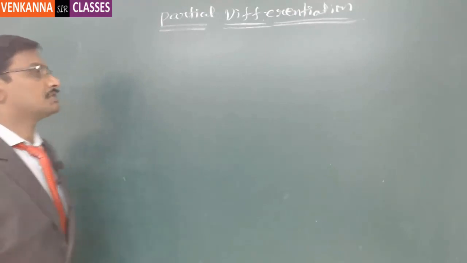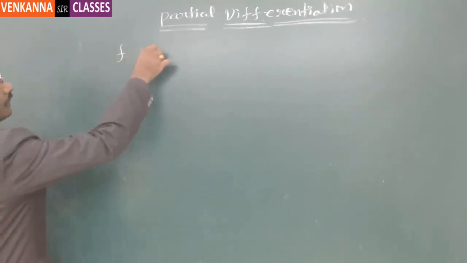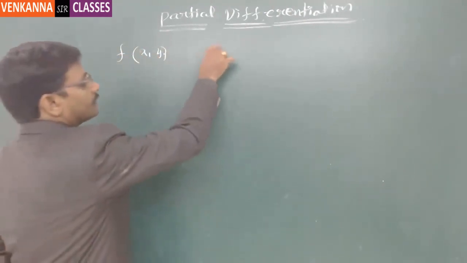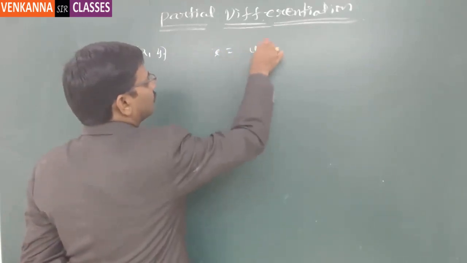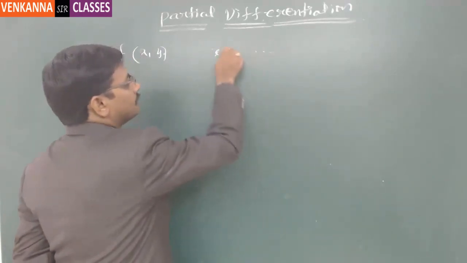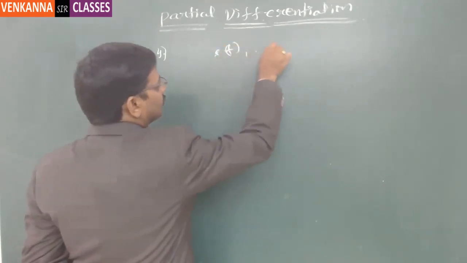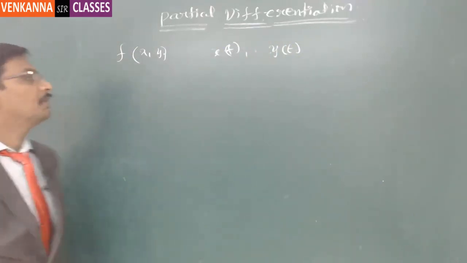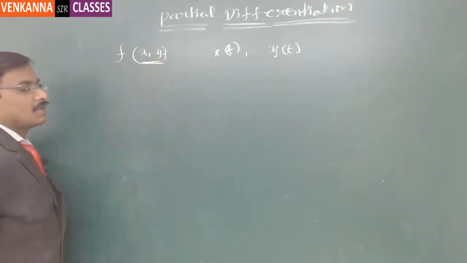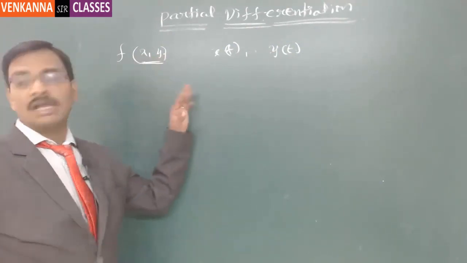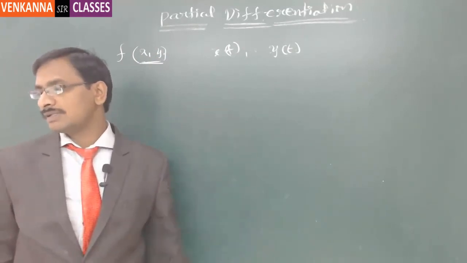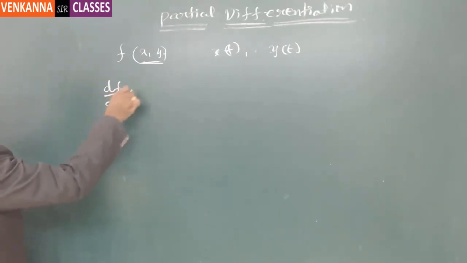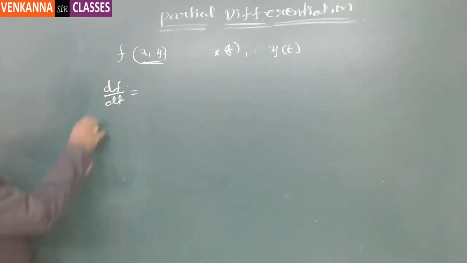Suppose I have the function f of x comma y. Now for this function, x is a function of time and y is also a function of time. Here you want to do the derivative with respect to time, but the function is described with x comma y, and indirectly it's a function of time alone, correct or not? In such cases, if you want to do the derivative df by dt, we call this the total derivative.